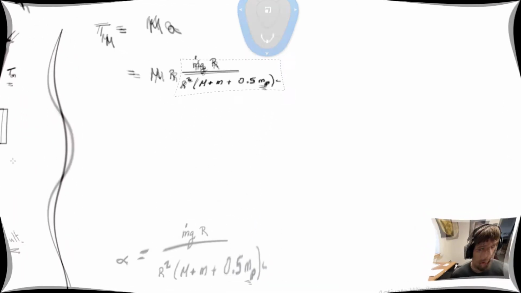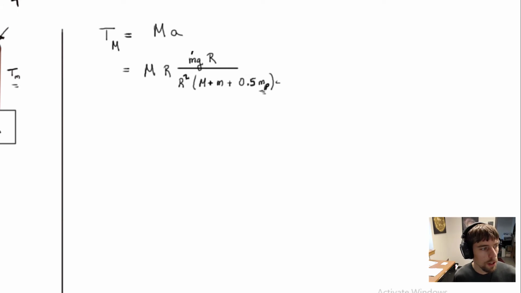Boom. Say, oh, goody, goody. Now that I have that all out of the way, say, hey, wait a minute. There's an R, there's an R, there's an R squared. And I can just simply write this as the tension due to the big mass is equal to big M times little m g, all divided by big M plus little m plus 0.5 mass of the pulley.